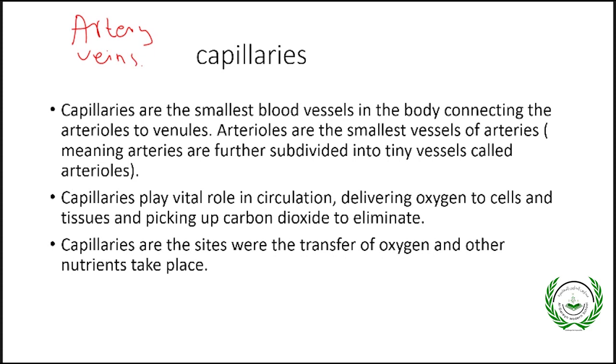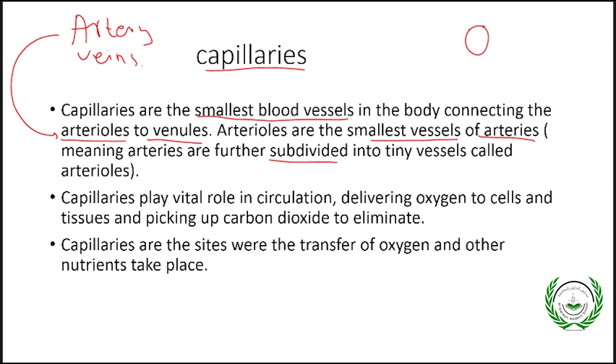Veins are further divided into smaller vessels called venules. When the vein is divided into smaller subunits, they become very narrow, very small. So these are called venules. Venules are the smallest veins. I hope you can identify the differences between arteries and veins.